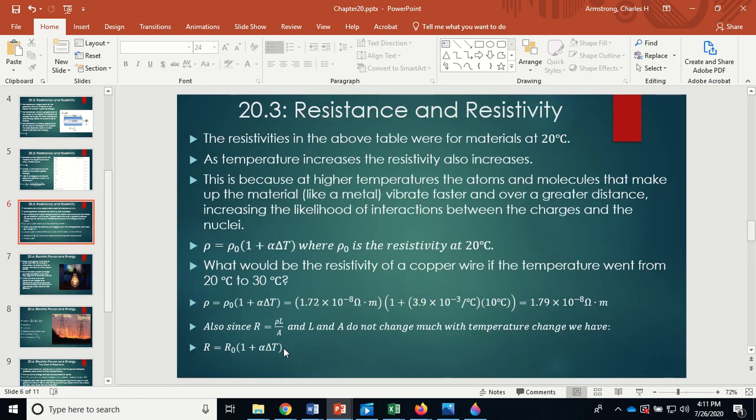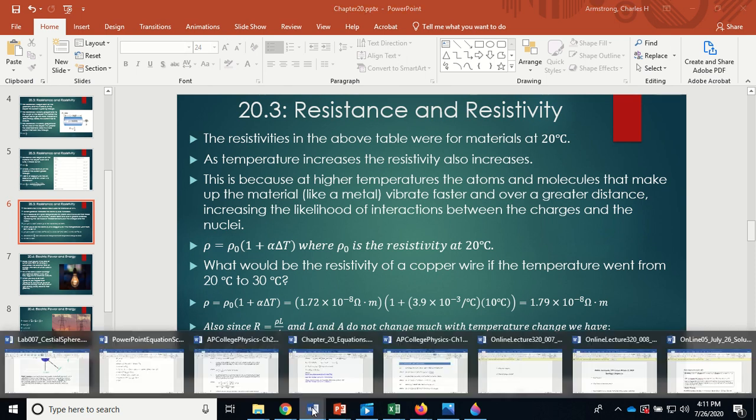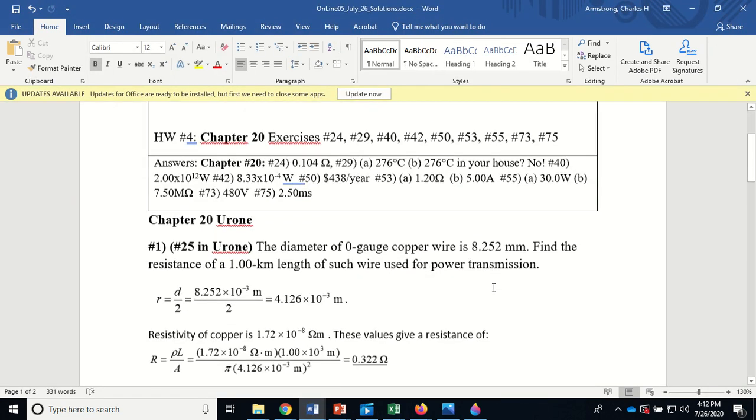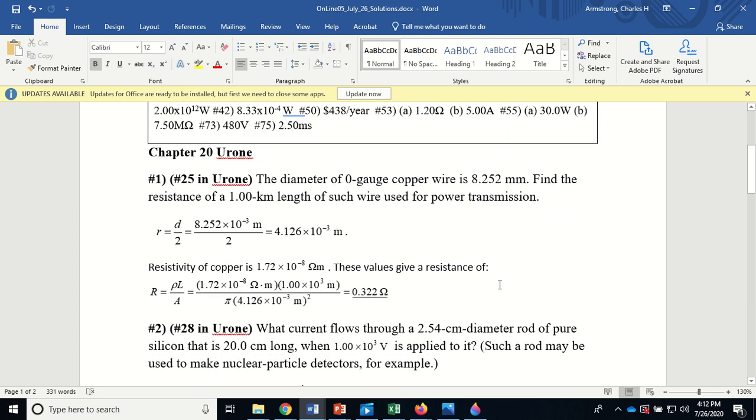Okay, is that it? Okay, so I think we can do a couple of problems here. So this is this one. The diameter of a 0 gauge copper wire, don't worry about the 0 gauge, you can look it up and see what that means exactly, but the diameter is 8.252 millimeters. Find the resistance of a 1 kilometer length of such a wire used for power transmissions.